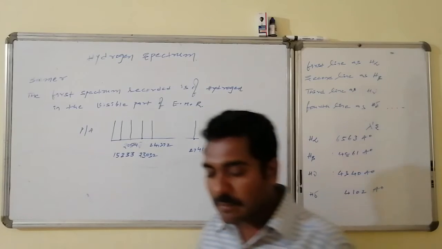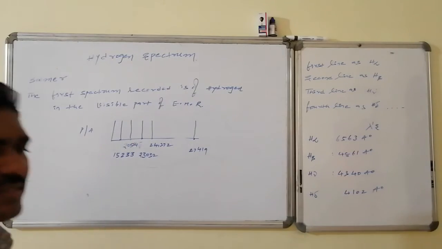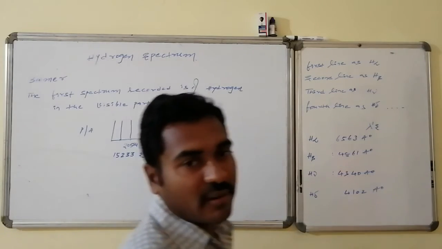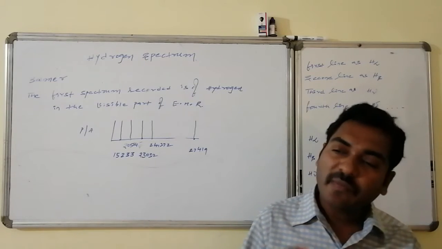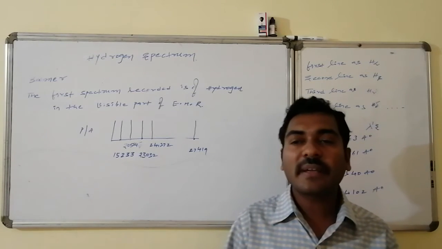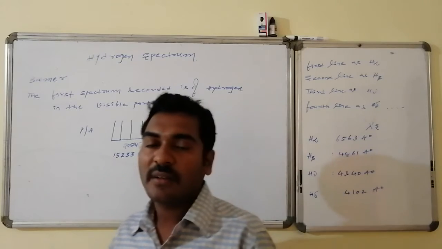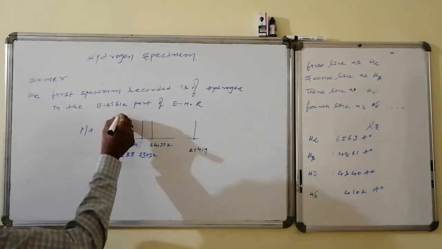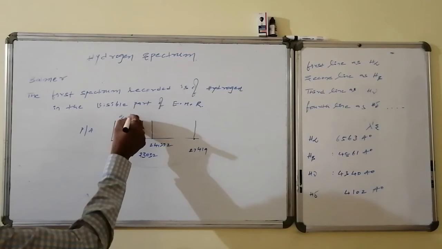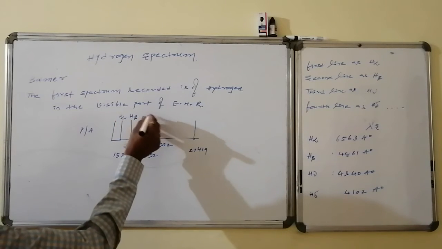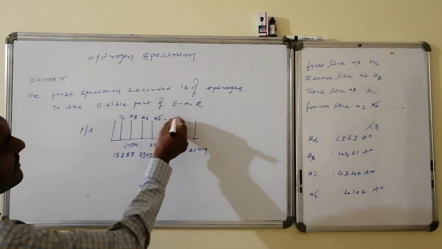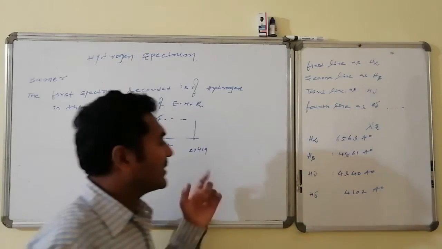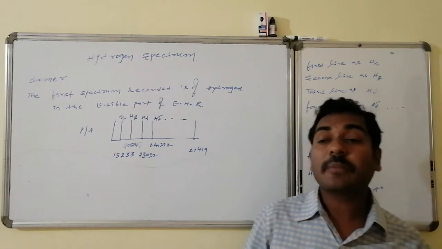The first line appearing in the Balmer series, this is the first spectrum ever recorded, and within the first spectrum the first line appears related to hydrogen. On naming of the Balmer's related information, this line is said to be the H alpha line, and this line is the H beta line, this is H gamma, H delta lines, etc. Many lines are present, and this is the limiting line of the Balmer series.